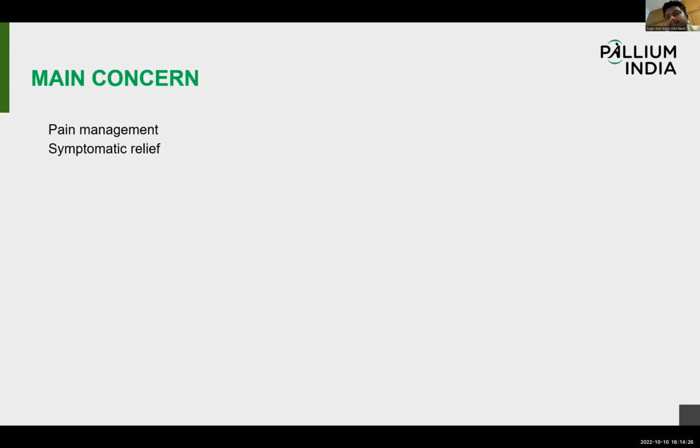The main concern in this patient was pain management initially. He came with severe low backache, and the abdominal pain was a little bit lesser, but the low back pain was a big concern for the patient. Then symptomatic relief of the abdominal distension, pain, and vomiting also.